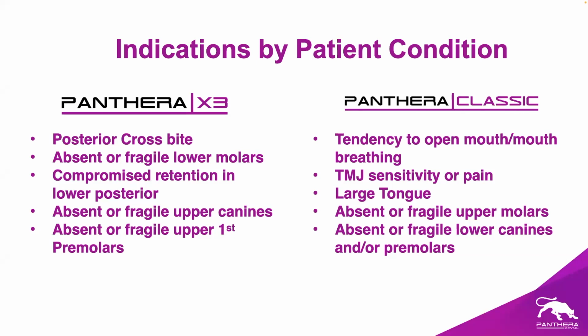So if there's certain circumstances where there's no teeth there, maybe the maxillary canines and the mandibular molars are gone, I'm going to have to switch to something like an X3. Or if I need more retention, the X3, because of the force vectors, there's no potential pulling off the appliance from the opposite arch, may be a better solution for me. So these are the things that I look at.